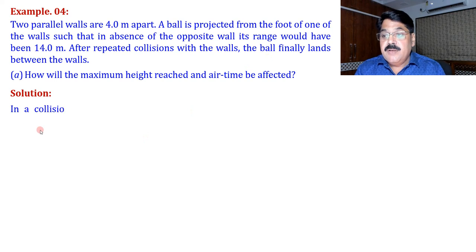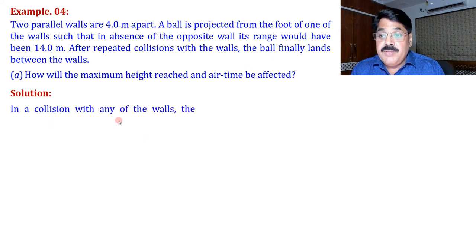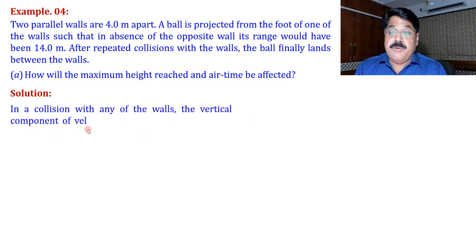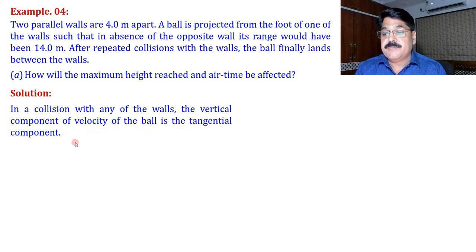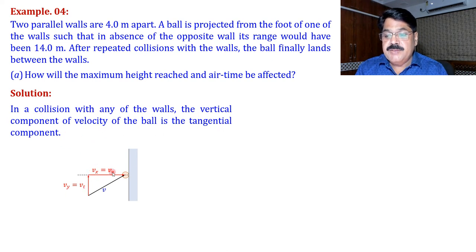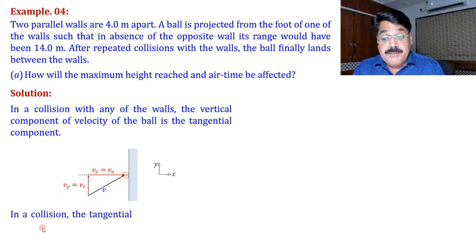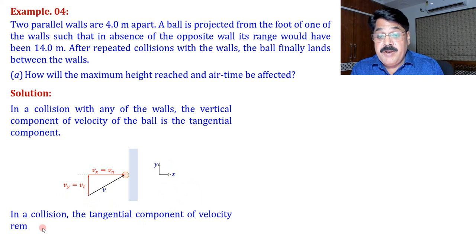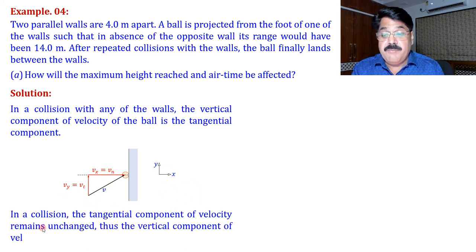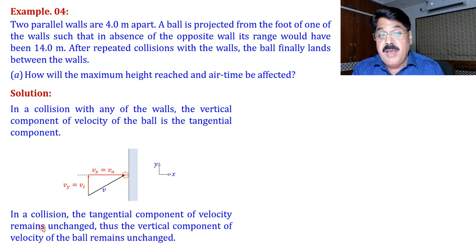So let us document the solution. In a collision with any of the walls, the vertical component of velocity of the ball is the tangential component. So here Vy is Vt and Vx is Vn. At the time we are assuming velocity V, so x and y we are taking this way. In a collision, the tangential component of velocity remains unchanged. Thus, the vertical component of velocity of the ball remains unchanged in any of the collisions.